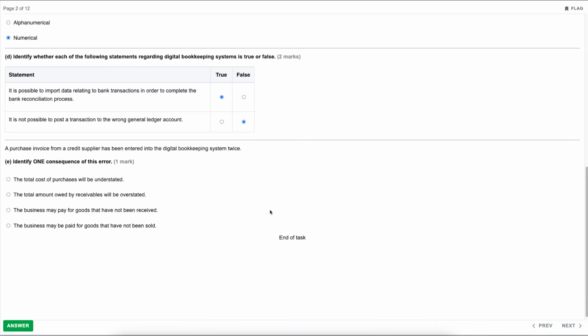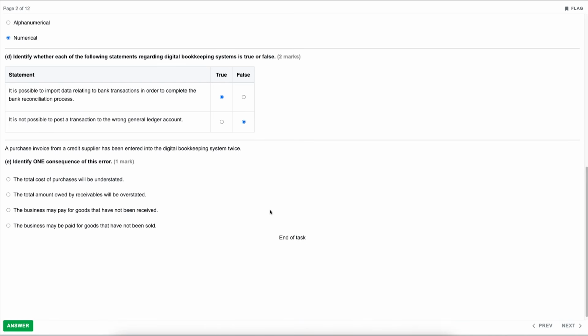Now, this being a purchase invoice to a credit supplier, that would not affect our receivables balance. The third one then says the business may pay for goods that have not been received. Well, that one would absolutely be possible.